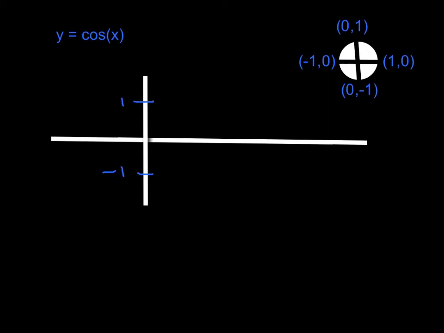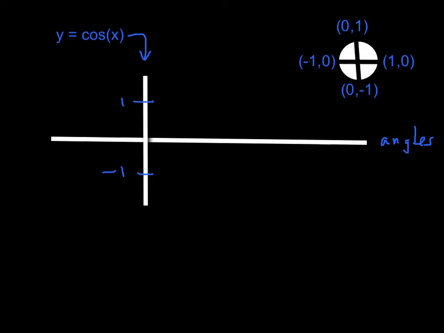Remember that what's going on the horizontal axis are the angles. These angles will be in radians. And what's going to go on this axis is the cosine of those angles. So let's go to the particular values that we're looking for.